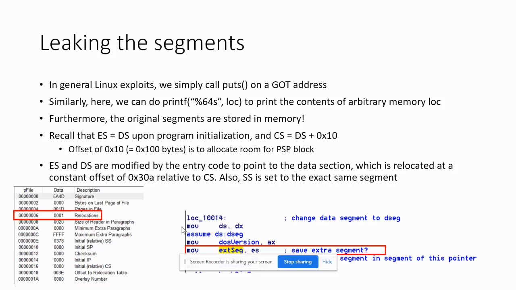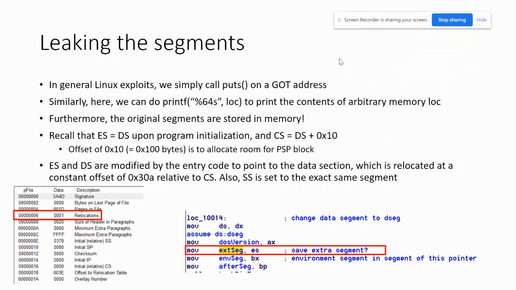What the entry point does is basically save the segments, or save in particular the extra segment, which is actually equal to the data segment, into a location in the data segment of this actual running image. And we also know that the code segment will be hex 10 above the data segment. And this is because there is an allocation for the PSP, or the program segment prefix block.